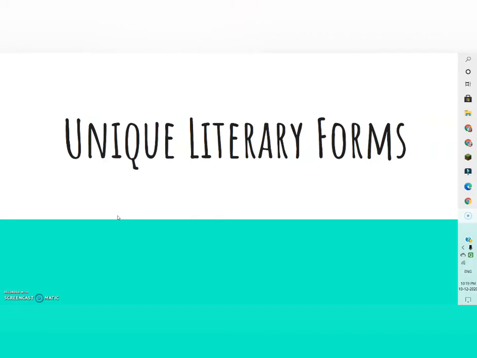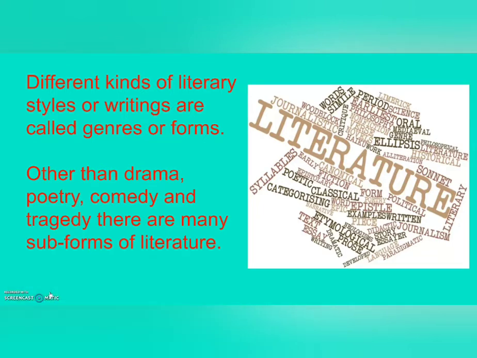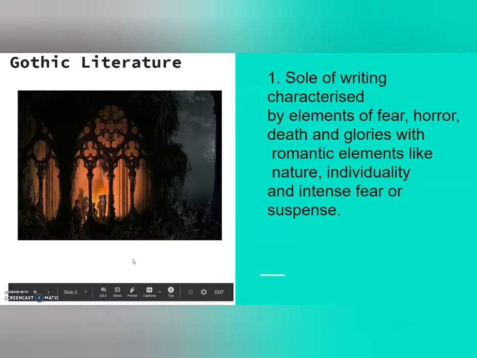Moving ahead with our next chapter, we are going to deal with unique literary forms. Now, what are these unique literary forms? As we know, there are different kinds of literary styles or writings. They are called genres or forms. Like we know there are drama, poetry, comedy, tragedy. But apart from these, there are many subforms of literature, and we are going to look at these subforms today. So let us look ahead at what we have.